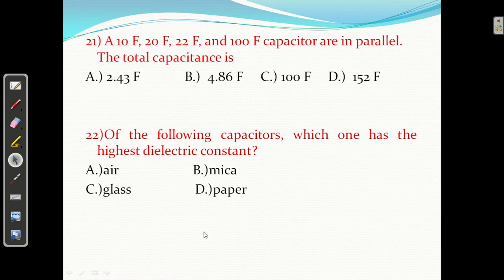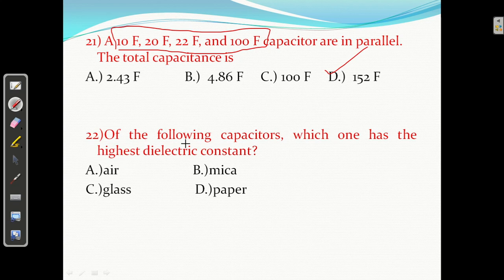Question 21. 10 farad, 20 farad, 22 farad and 100 farad are connected in parallel. These capacitors are connected in parallel, and we know in parallel they will be added: 100 plus 22 plus 20, 142 plus 10, 152 microfarad. That is the answer, right?